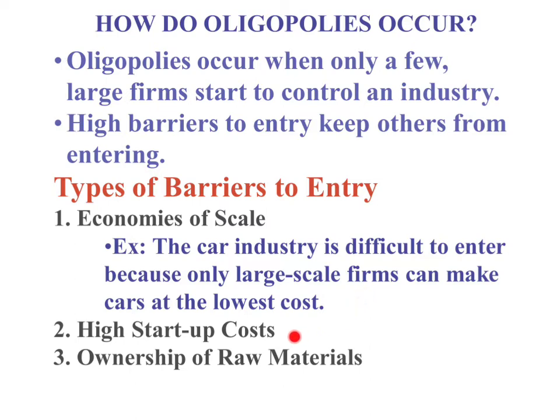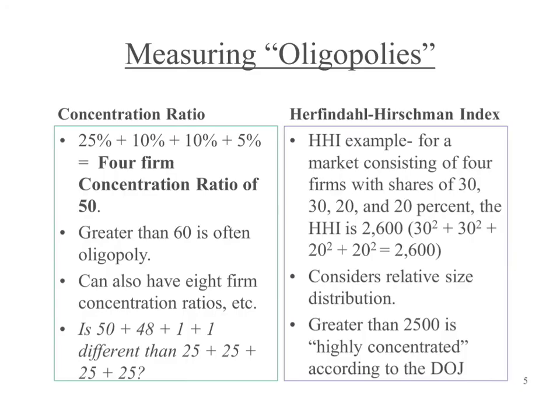There's also the concept of high startup costs. Okay, this is essentially the idea that you might have a great deal of high startup costs and ownership of raw materials. Okay, so similar to monopoly, these are examples of types of barriers to entry.